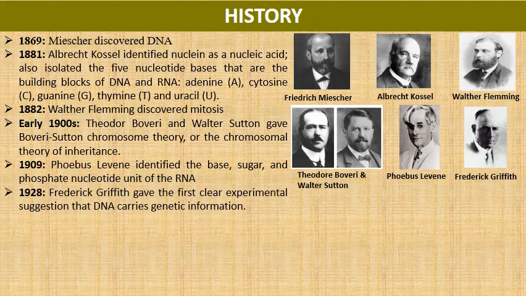In 1928, Frederick Griffith in his experiment discovered that traits of the smooth form of pneumococcus could be transferred to the rough form of the same bacteria by mixing killed smooth bacteria with the live rough forms. This system provided the first clear suggestion that DNA carries genetic information.